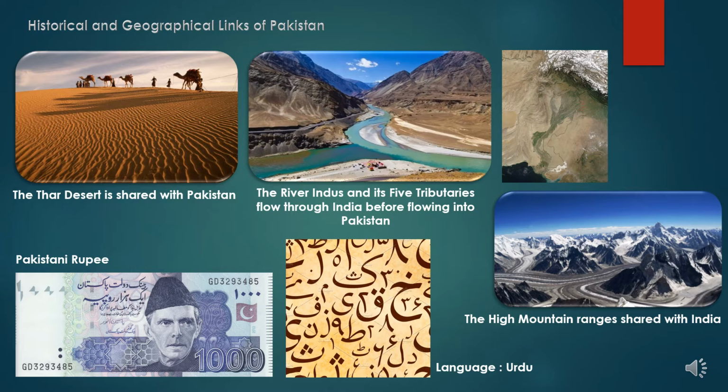Now, we'll talk about the historical and the geographical links of Pakistan. The Thar Desert in India is shared with Pakistan. The river Indus and its 5 tributaries flow through India before flowing into Pakistan. The Pakistani rupee is the currency of Pakistan. The language of Pakistan is called Urdu. And the high mountain ranges are shared with India.